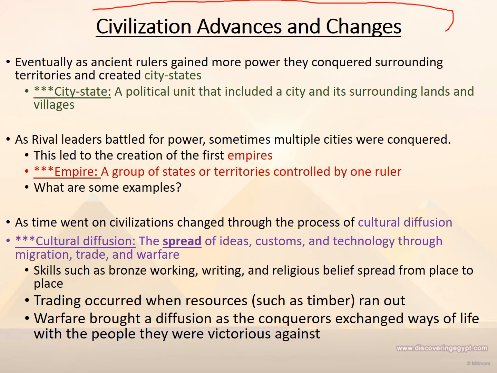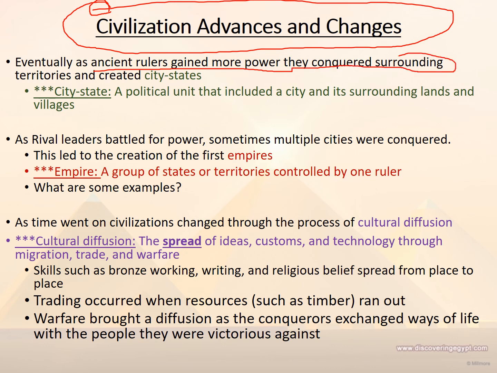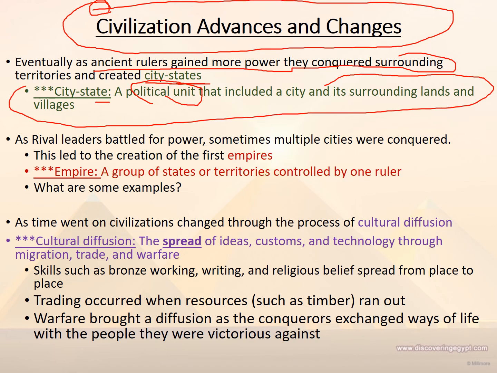So once civilizations gained the true name of civilization, this label through these characteristics, there were changes that happened within them. Ancient rulers gained more power and they set out to conquer surrounding territories, creating city-states. A city-state is basically a city that operates like an entire country. So you have the city as the initial political unit, and then they conquer its surrounding land and villages, and they incorporate them into one society.